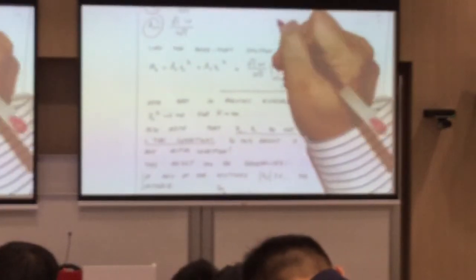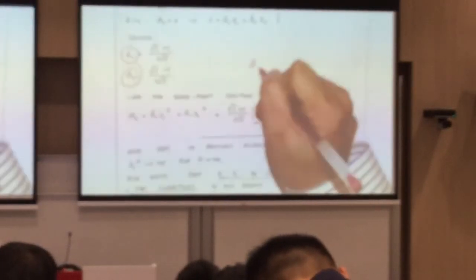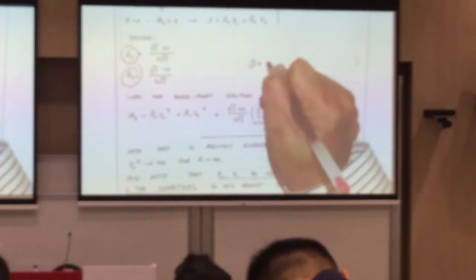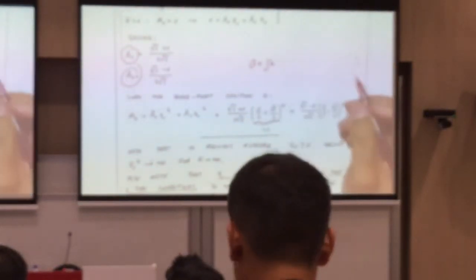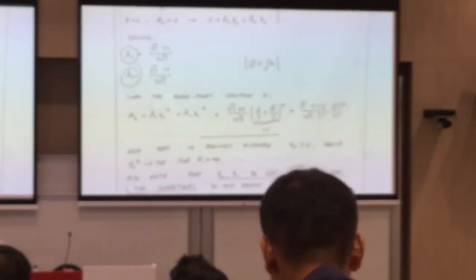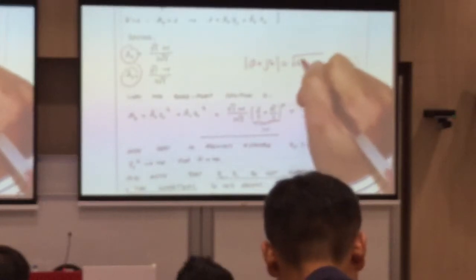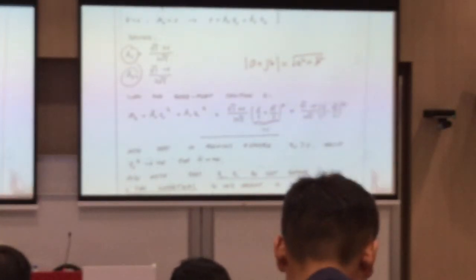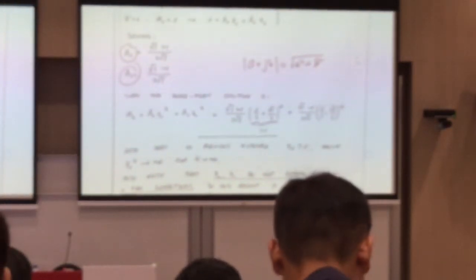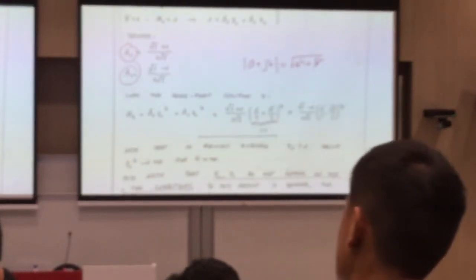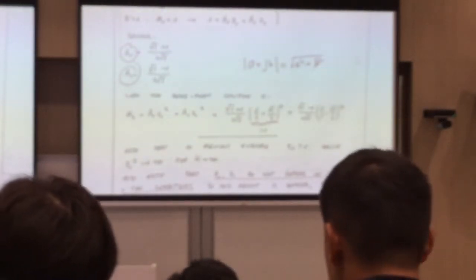So if you have a root A plus jB, you need to find out what's the magnitude. The magnitude is A squared plus B squared. Right? So you need to check whether this is greater than 1, equal to 1, or less than 1. Okay?